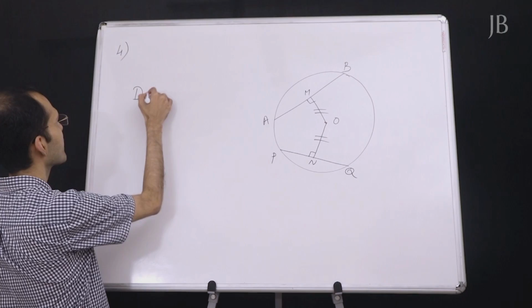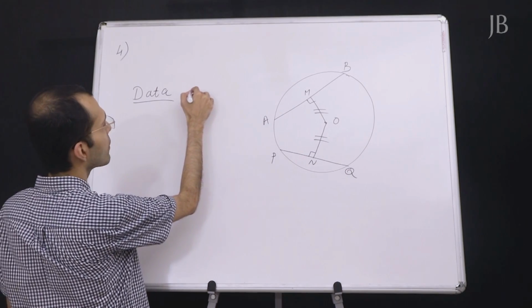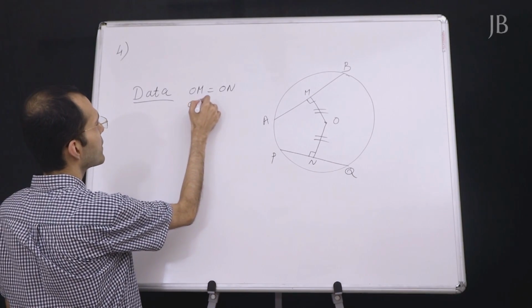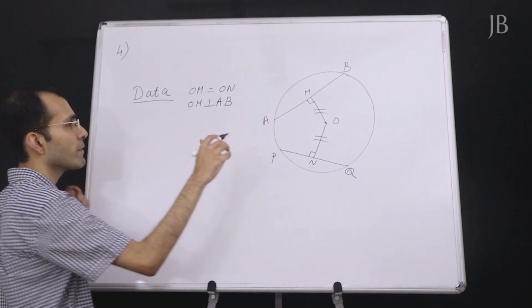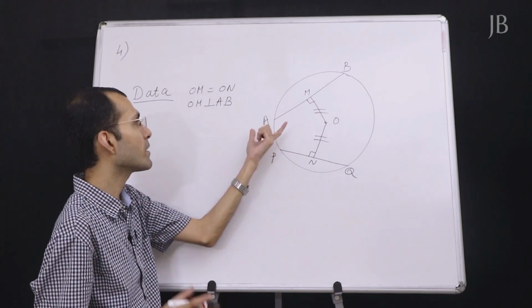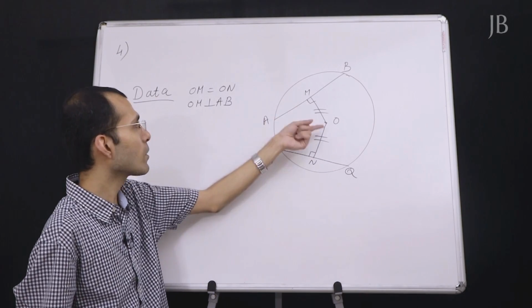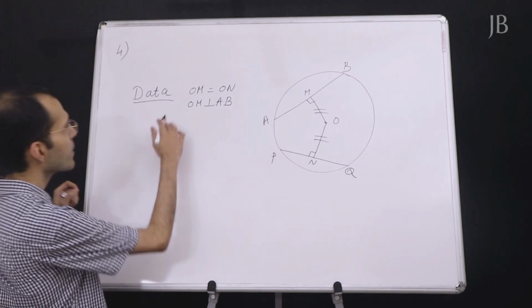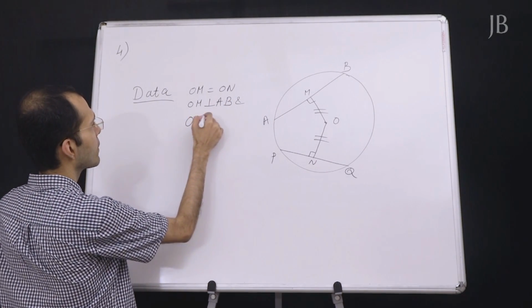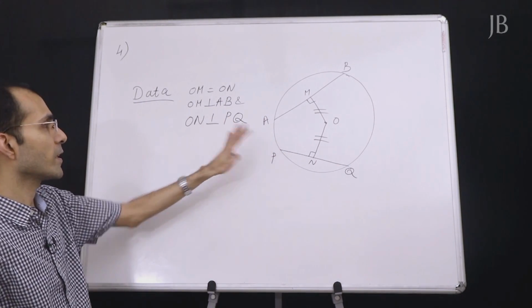So here what is our data? Let's understand what is given and what is our conclusion. Here we have OM is equaling ON, given to us. OM is perpendicular to AB. That's important because whenever we wish to understand the distance of a segment from the center, from any point, we always take perpendicular distance. So OM is equaling ON, OM is perpendicular to AB, and ON is perpendicular to PQ. Of course, O is the center of the circle, that is also given.